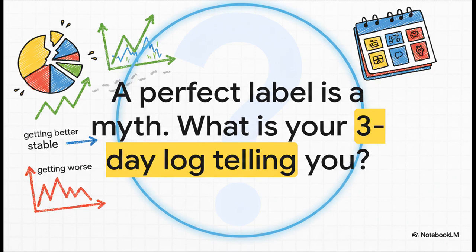Simple. Because in the end, we just have to let go of this idea of finding a perfect label on a map. That's a myth. Real control, real understanding comes from seeing the trend. Is my function stable? Is it getting a little better? Or is it getting worse? So I'll leave you with this question: what is your 3-day log telling you about what your next safest step should be?